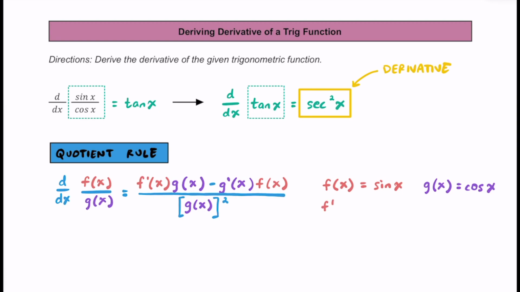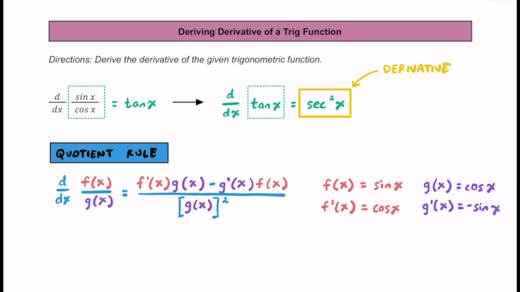What is the derivative of f of x though? Hopefully we can remember that the derivative of sine of x is cosine of x. And on that same note, we also want to know the basic derivative of cosine of x. The derivative of cosine of x is negative sine of x. Those are two that you're definitely going to want to try to remember.